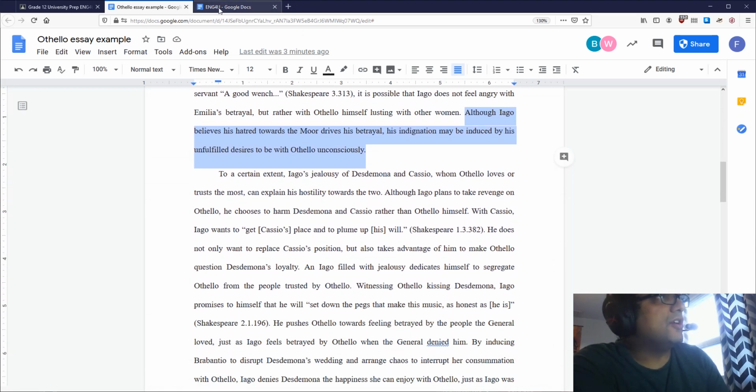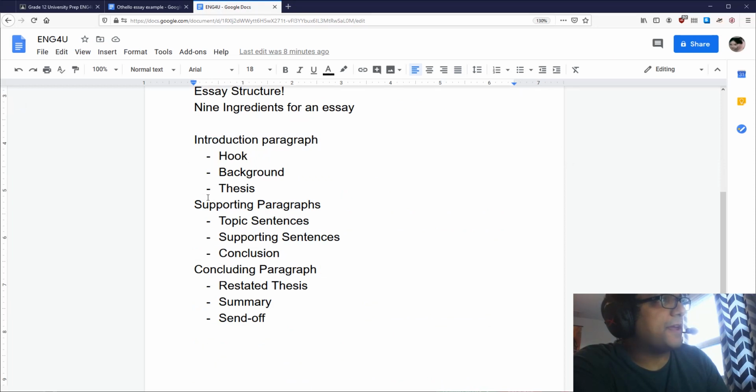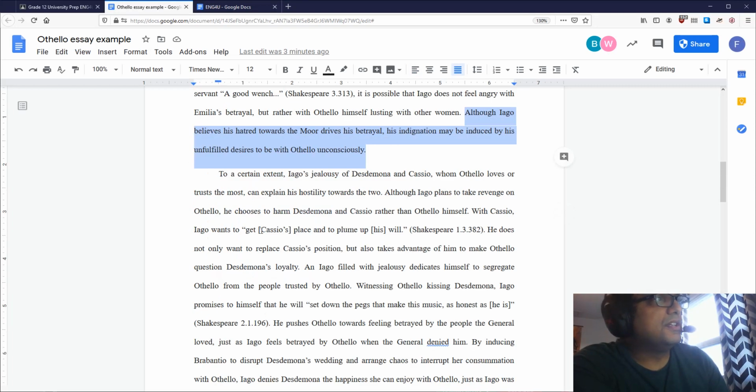All right, so those are my next three ingredients, by the way: topic sentence, supporting sentences, and a conclusion. Now, let's keep going. Let's see if I can point more things out.